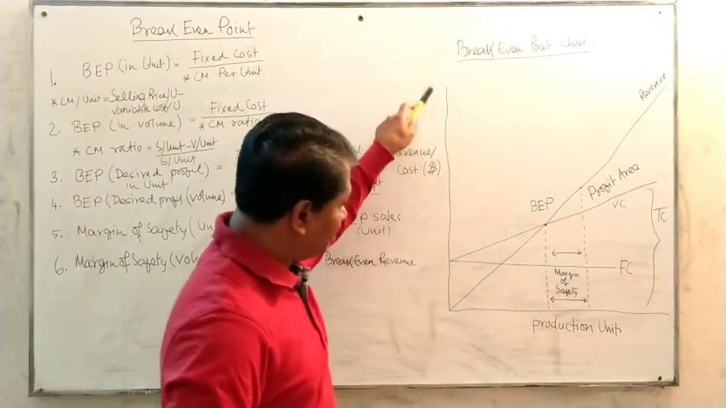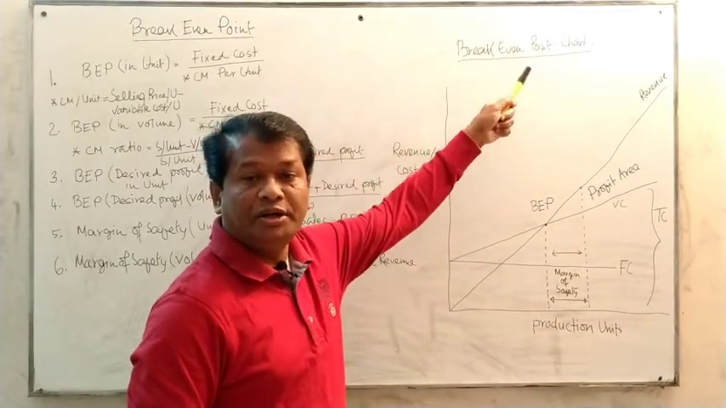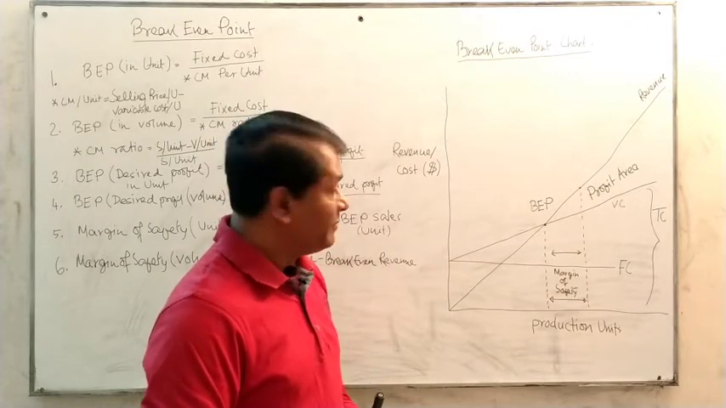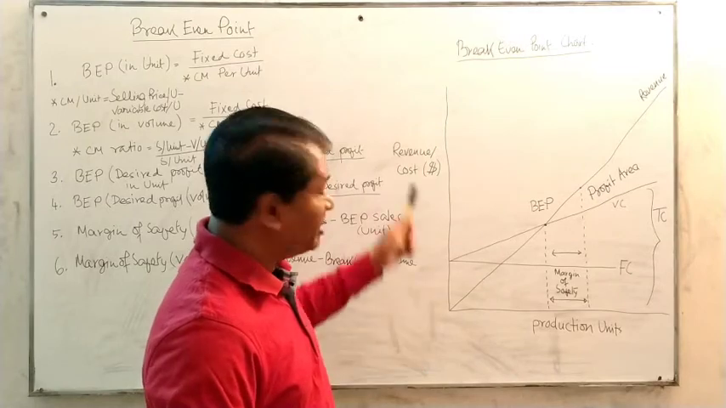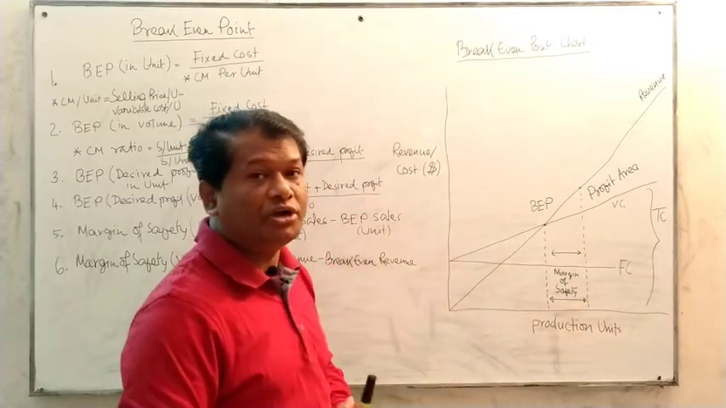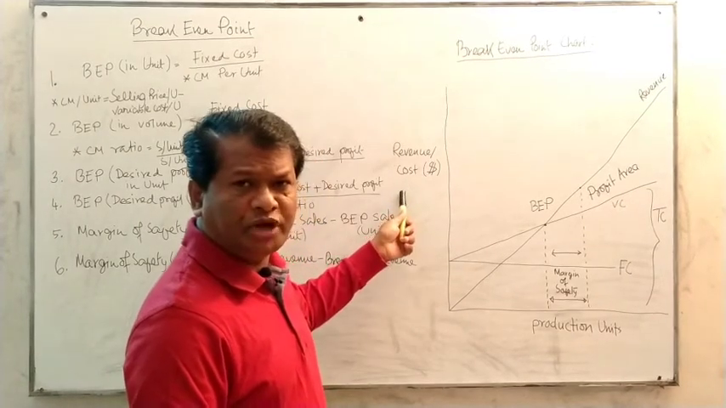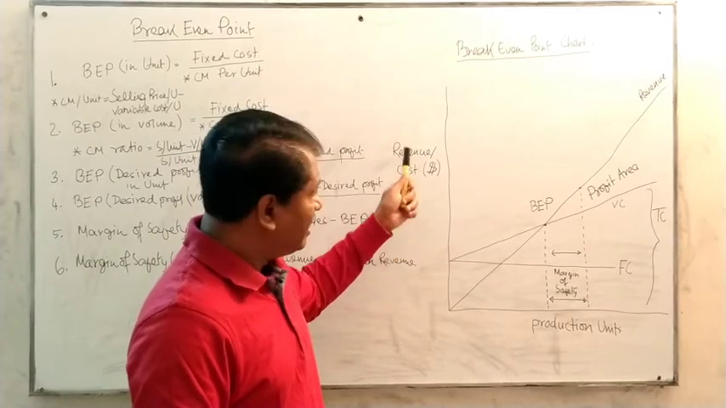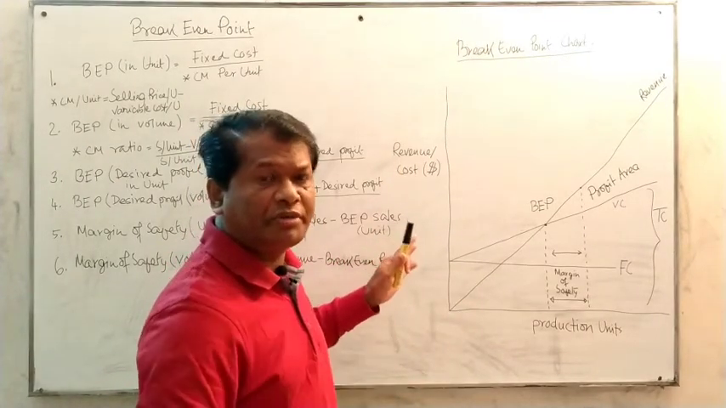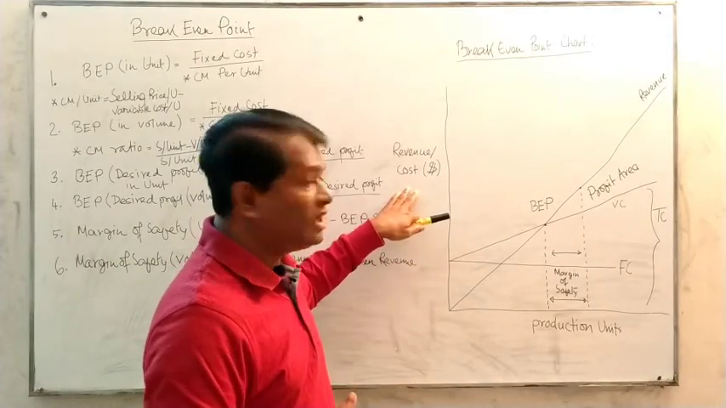Over here is some of the graphical representation. This is the break-even point chart. Break-even point chart means the graphical representation of break-even point. Here on the left-hand side you have to write the revenue or cost. It must be dollars, pounds or rupees like this. On the left-hand side, the dollars or pounds of sales or revenue, whatever it is.